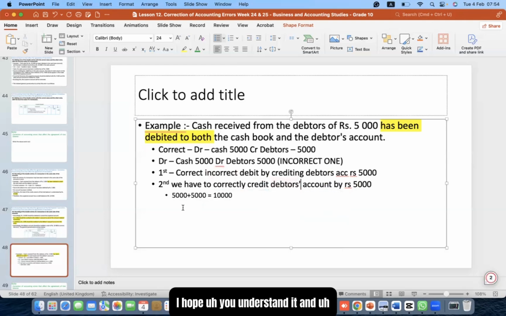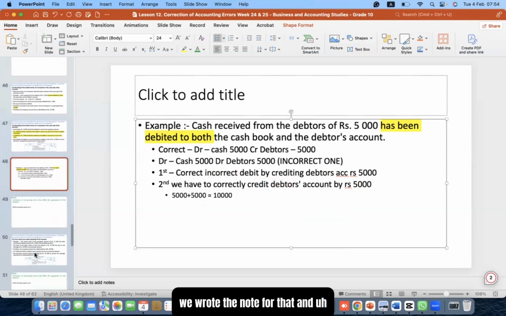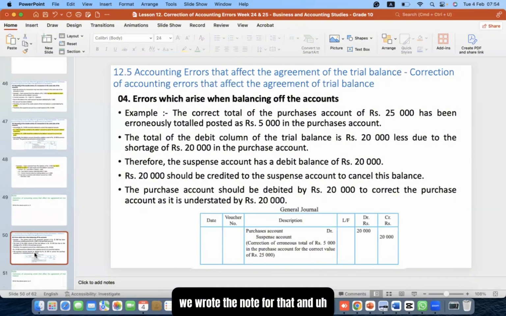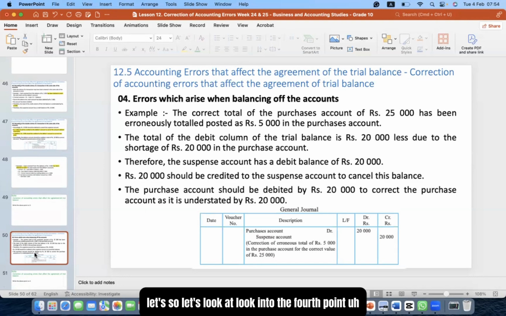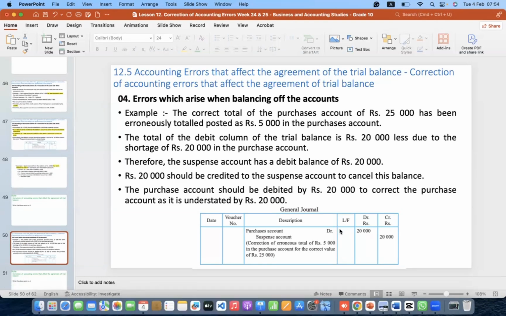I hope you understand it, and we wrote the note for that. From now onwards, we will be learning the fourth point. Let's look into the fourth point. Let me pause the recording and ask you a few questions.